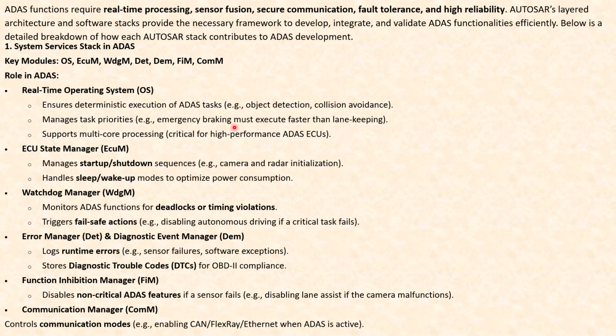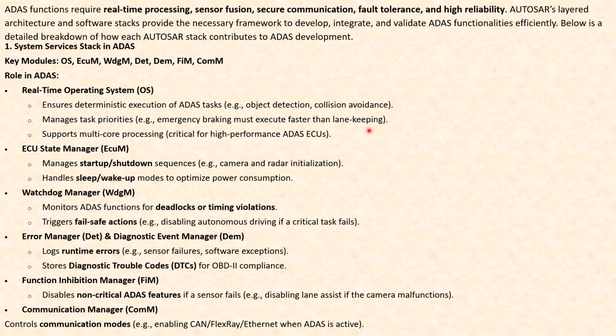Next is managing the task priorities. Example, emergency braking must execute faster than lane keeping. Suppose a situation arises where two ADAS systems are required. The real-time operating system always manages to pick up the priority and execute that. It also supports multi-core processing, for example, critical for high performance ADAS ECUs.